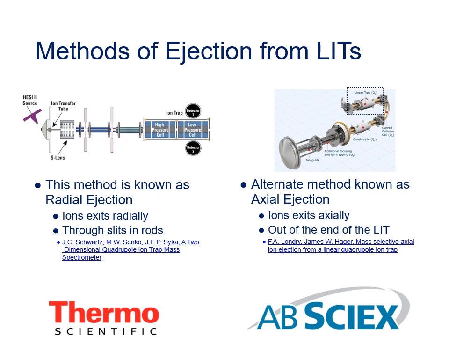The key thing to remember though is that in Thermo linear ion traps, the ions are being ejected radially through slits in the rods to detectors on either side of the linear ion trap, whereas in SCIEX instruments they're being ejected axially to a detector at the far end of the linear ion trap.